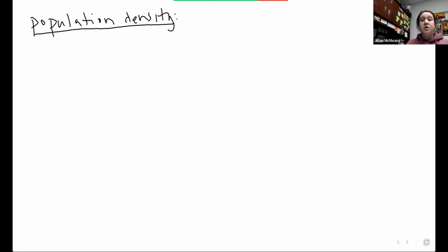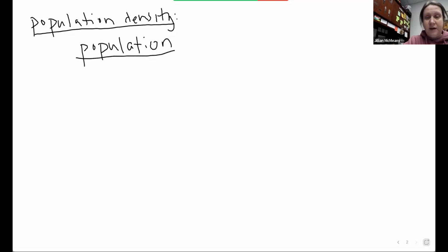So the way you measure population density is you take the population of a particular area, a city, a town, a country, a county, a state, whatever. You take the population in people and you divide it by the area in either square miles or acres or whatever. Okay, so let's take California, for instance.